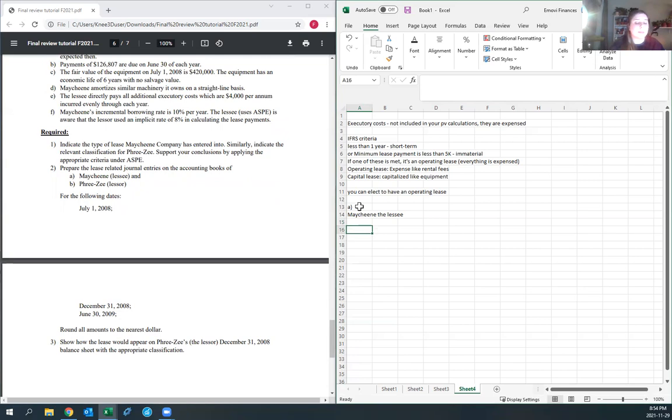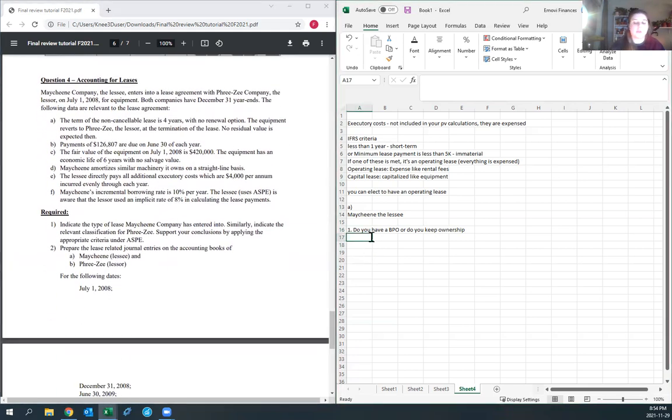So the 3 criteria for ASPE to know if it's a capital lease is, first, do you have a bargain purchase option at the end of the lease, or do you keep ownership? For them, there was no mention of any of that, so I'm going to put no. 2, is the lease term more than 75% of the useful life? Here the lease term is 4 years, and the useful life of the asset is 6 years. So no, it's not met.